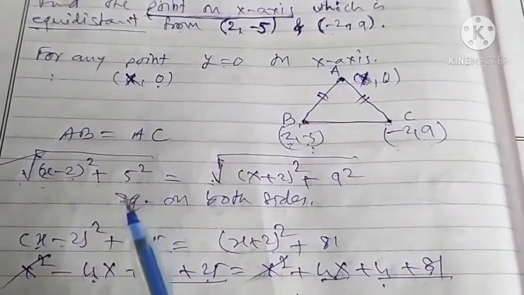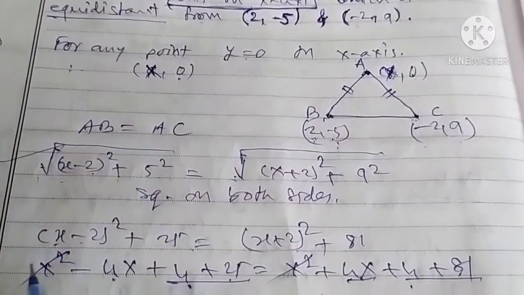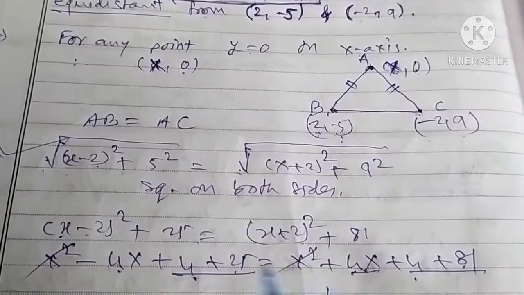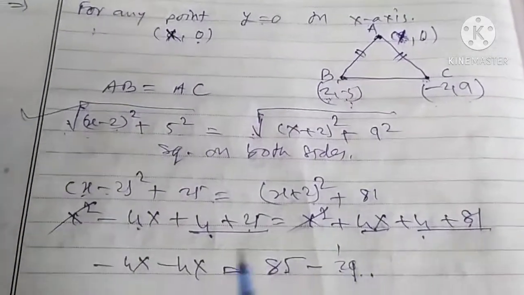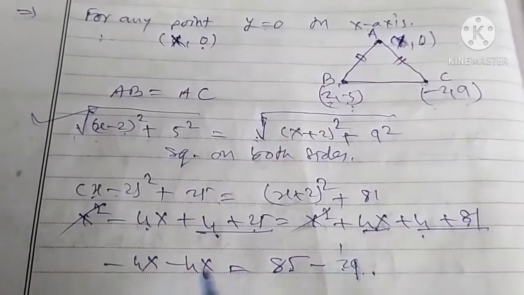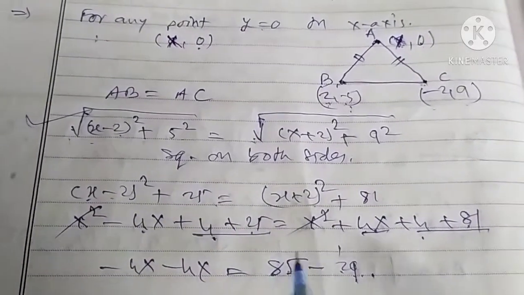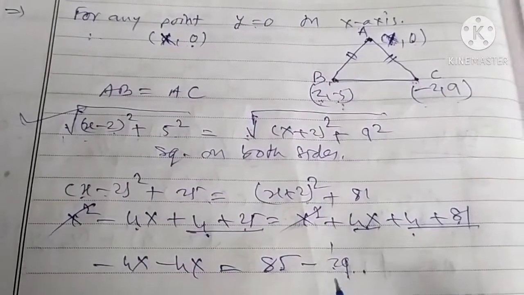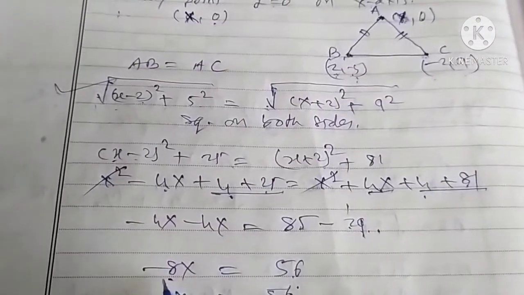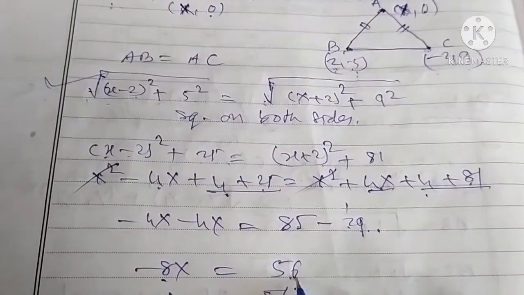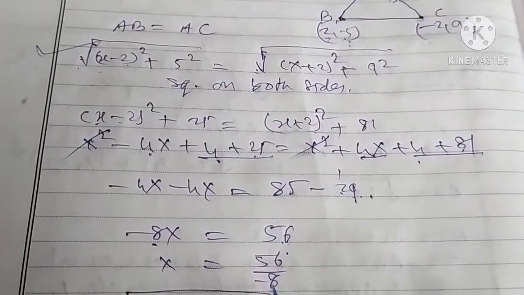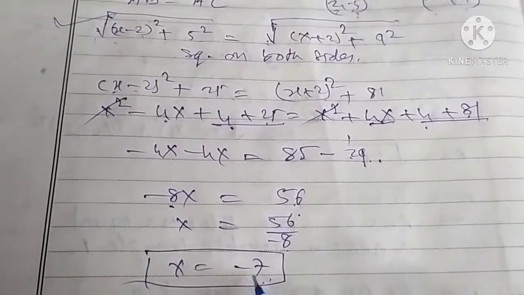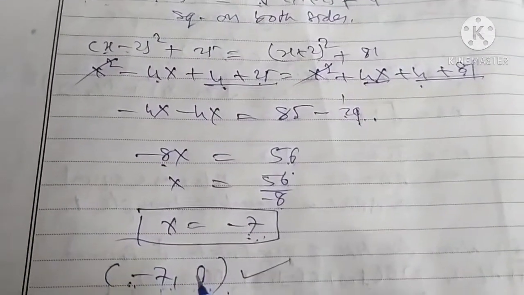Now see. Further, x square on both sides getting cancelled. So collect terms containing x on one side and constants on other side. So minus 4x minus 4x becomes minus 8x equal to, see, 81 plus 4, 85, minus 29, since 25 plus 4 is 29. Clear? So you are getting minus 8x equal to 56. So x equal to 56 upon minus 8. So x equal to minus 7. So x coordinate is minus 7. That is why that point is (-7, 0).